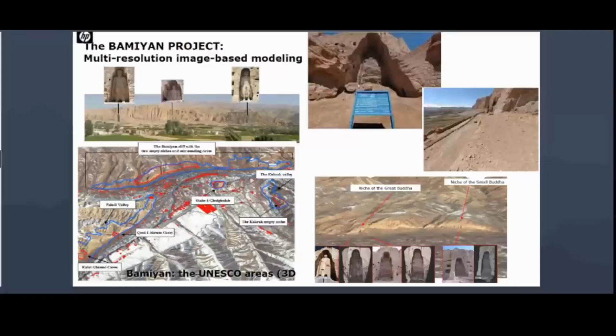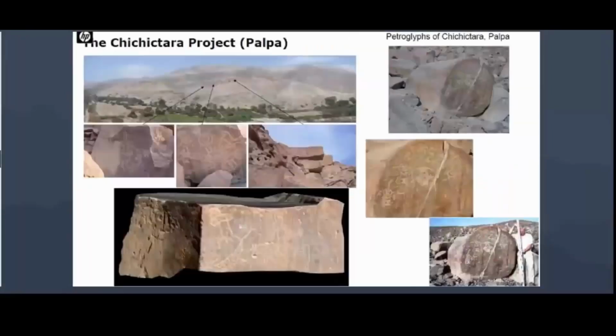Okay. Now, as you must be aware, early man used to draw some drawings on the stone, on the caves where they resided. So these are called petroglyphs. And not only the monuments, these petroglyphs also can be documented. 3D documentation can be done for these also. So this was done for the Palpa area. In India also, we have a lot of petroglyphs. Petroglyphs are the drawings on the stones done by early man.